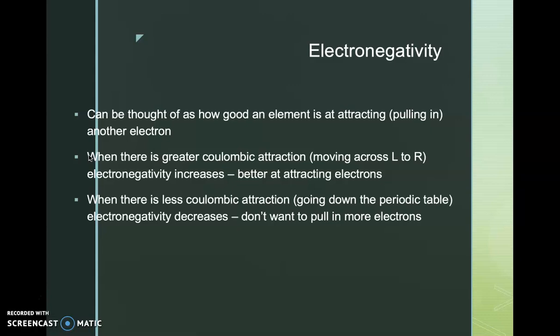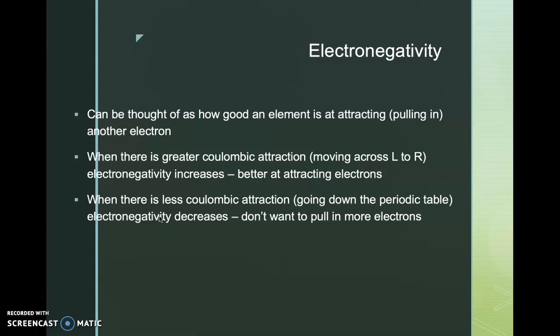it's willing to take on some extra electrons. Now, when there's less Coulombic attraction, such as when we go down the periodic table, the electronegativity decreases. It doesn't want to pull on any extra electrons. It can barely handle the one it's got. So it is not going to try to pull in any extra electrons because it doesn't feel the need to have any more. Okay.